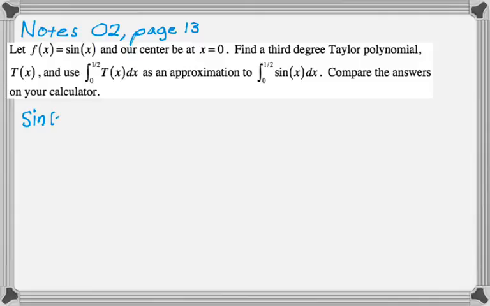So sine of x I have memorized. It's odd, so odd powers. So x minus x cubed over 3 factorial, that's third degree. So when we say third degree here, we mean something that an Algebra 2 student would look at and be like, that's a third degree polynomial. So there you have it.